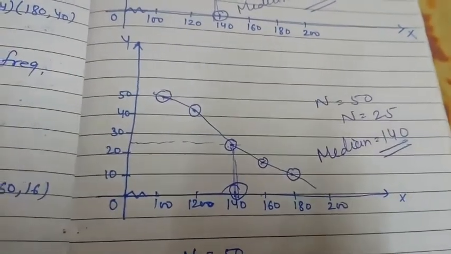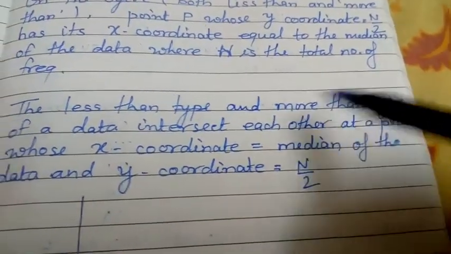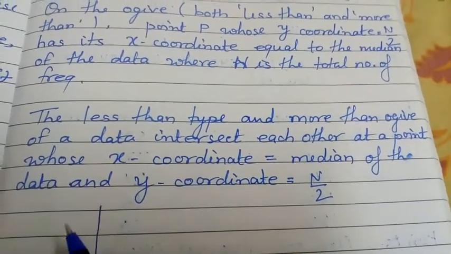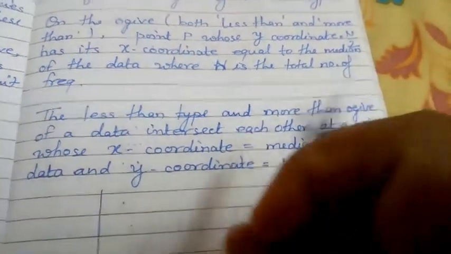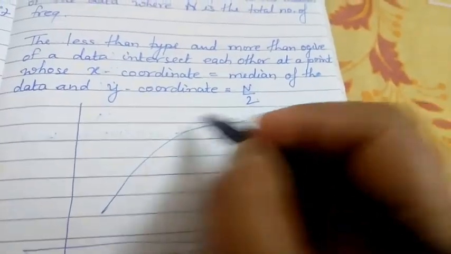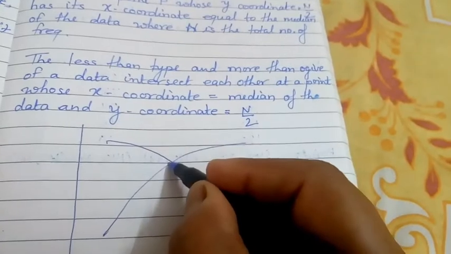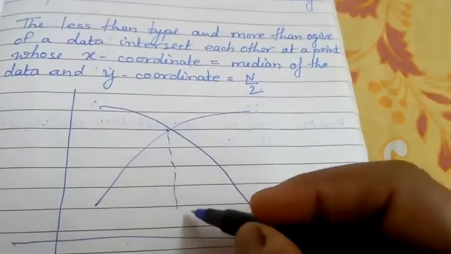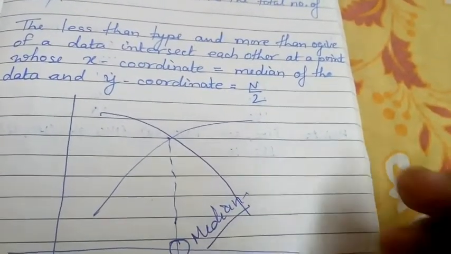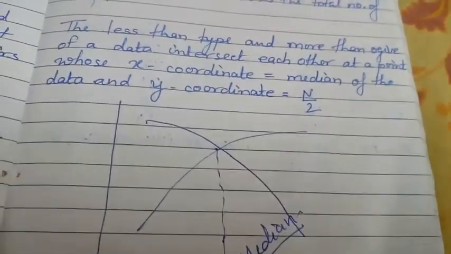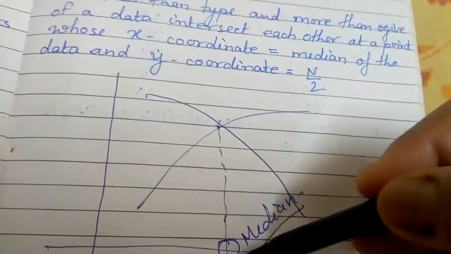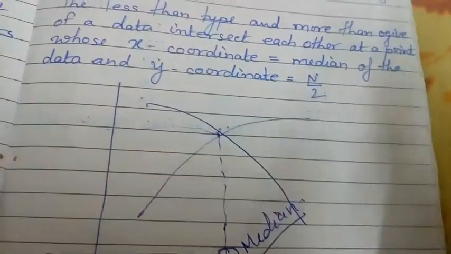If we draw both graphs, more than and less than type, where is the median? The less than type and more than type ogives of a data intersect each other at a point. The x coordinate of this point is the median of the data and the y coordinate is n by 2. The x coordinate of the point where both graphs intersect is known as the median.